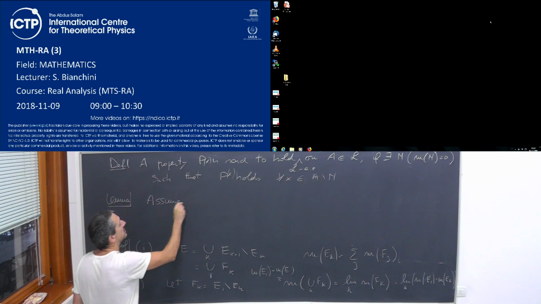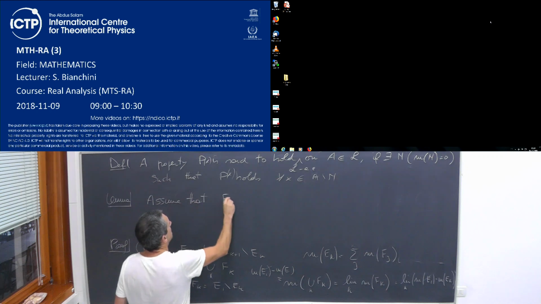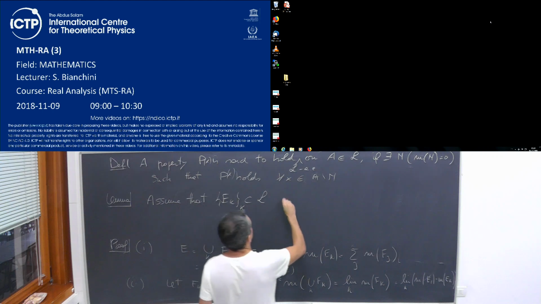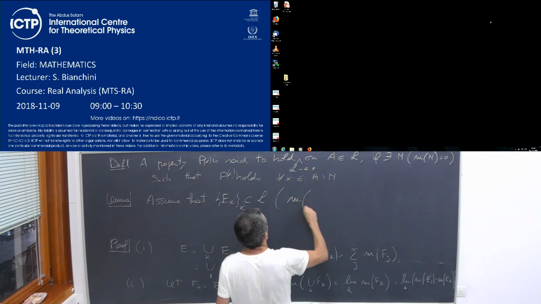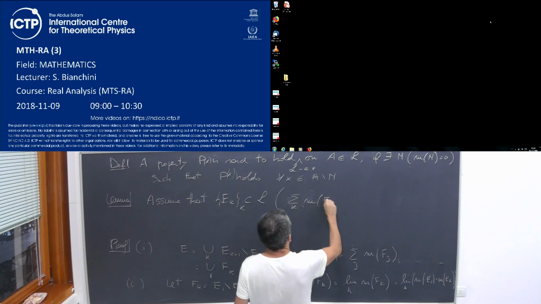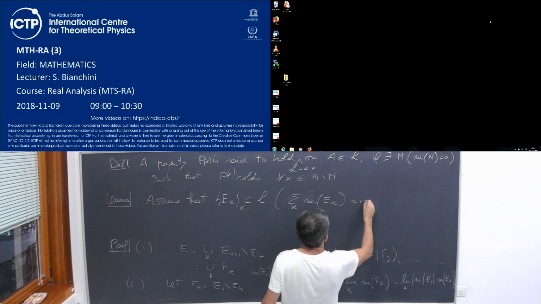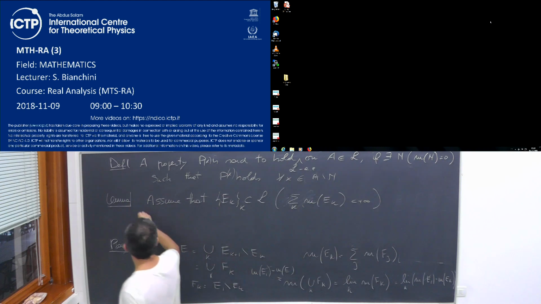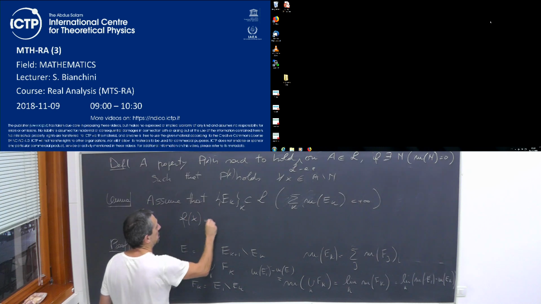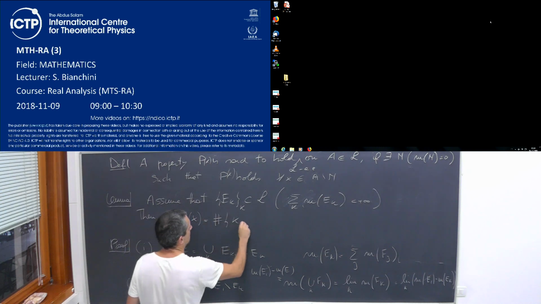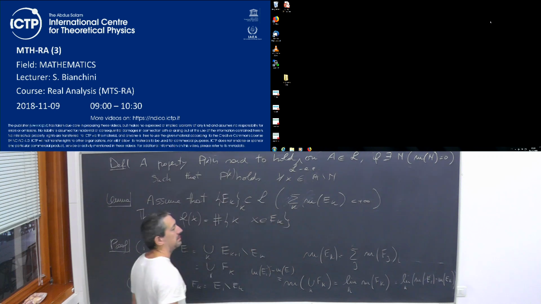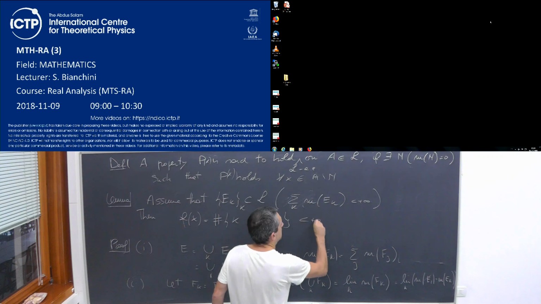Assume that Ek is a sequence of measurable sets such that the sum of the measures of Ek is less than plus infinity. Then f of x, which is equal to the number of k such that x is in Ek, is less than plus infinity.